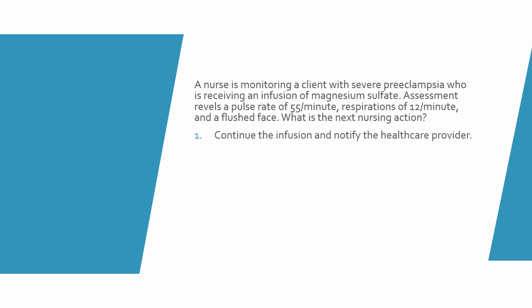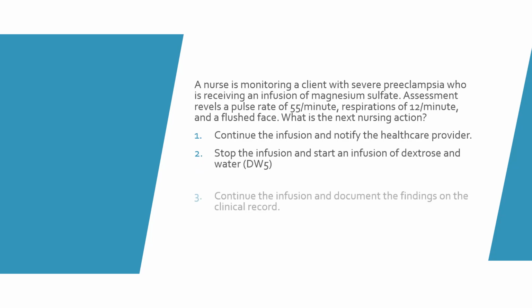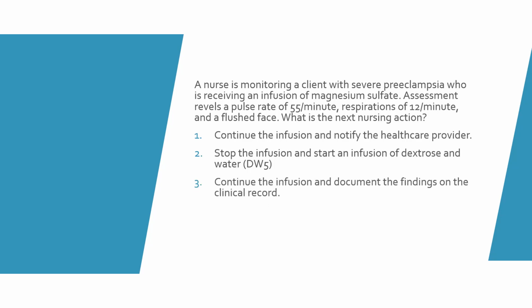1. Continue the infusion and notify the healthcare provider. 2. Stop the infusion and start an infusion of dextrose and water. 3. Continue the infusion and document the findings on the clinical record. Or 4. Decrease the rate of the infusion and obtain blood for magnesium level.